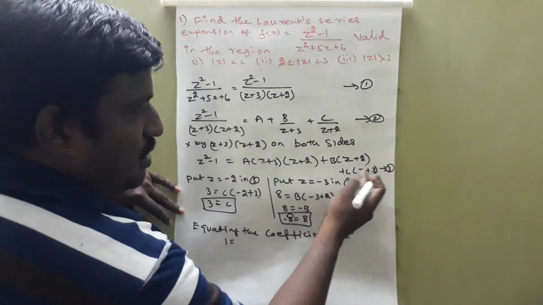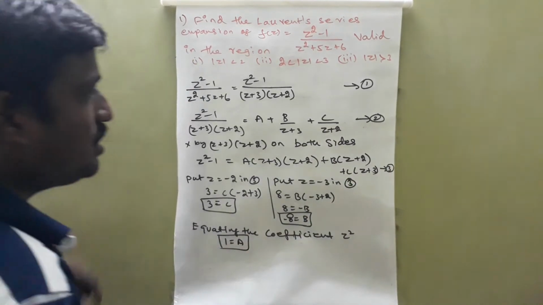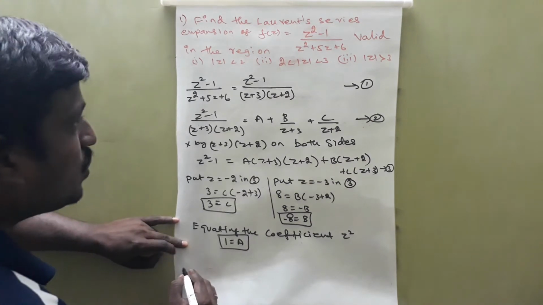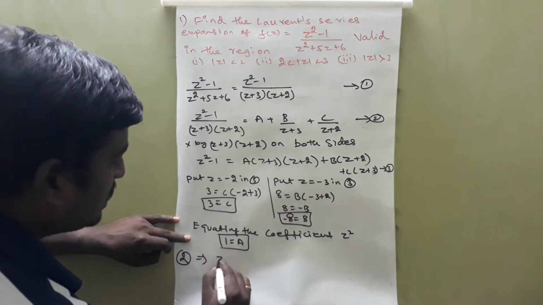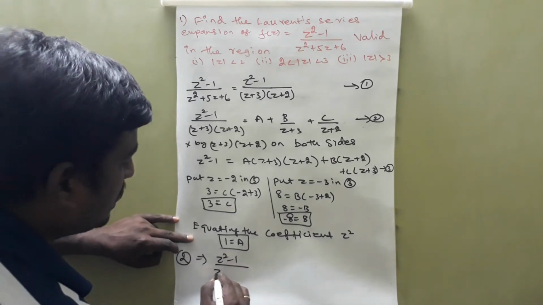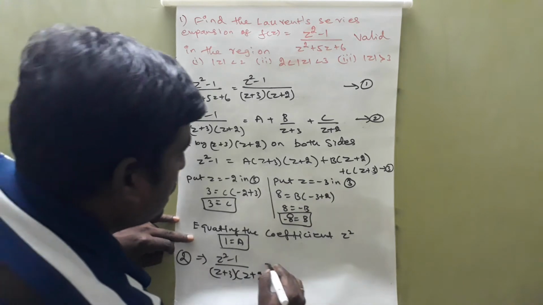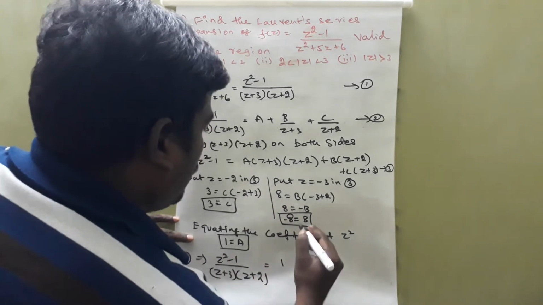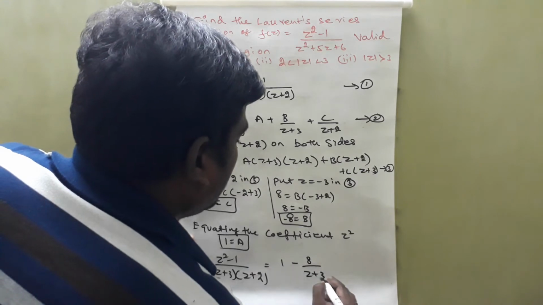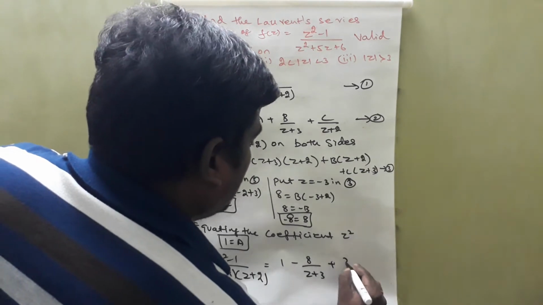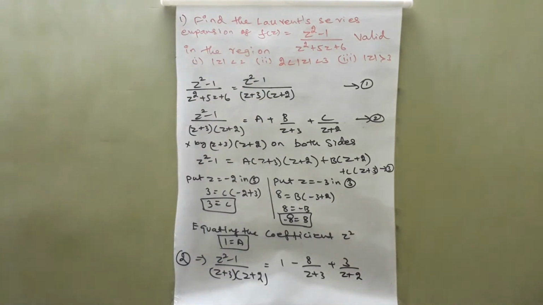Here there is no z square, so directly I can get a is 1. So finally, our 2 becomes: z square minus 1 divided by z plus 3 into z plus 2. The answer is 1. What is b? Minus 8. So minus 8 divided by z plus 3. Then c is 3. 3 by z plus 2. So stage 1 is over.